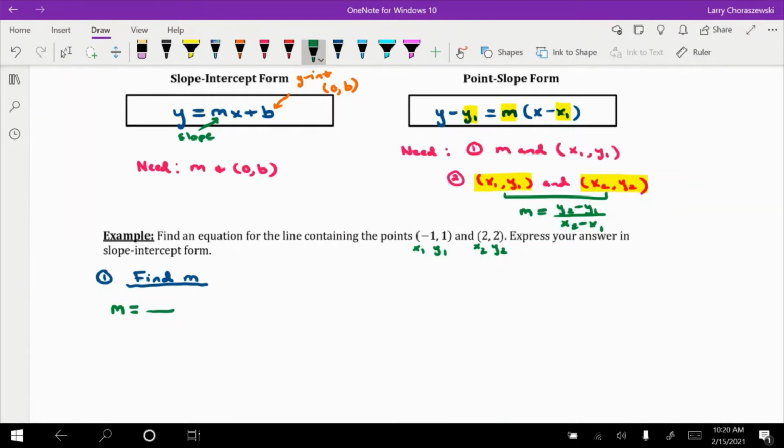So the numerator is y2 minus y1. That's going to be 2 minus 1 on top. And then the denominator is going to be x2 minus x1. So we'll take 2 and we'll subtract -1. On top, 2 minus 1 is 1. And on bottom, there's a double negative, giving us 3. Well, that's why we'd have 1/3. Does that make sense?